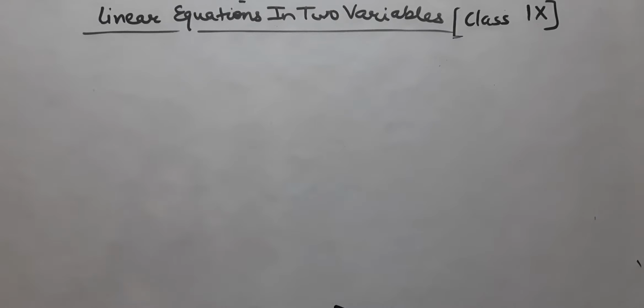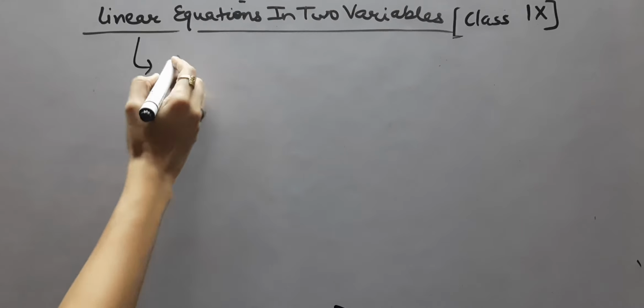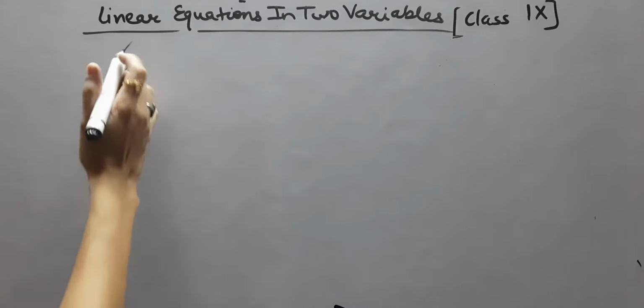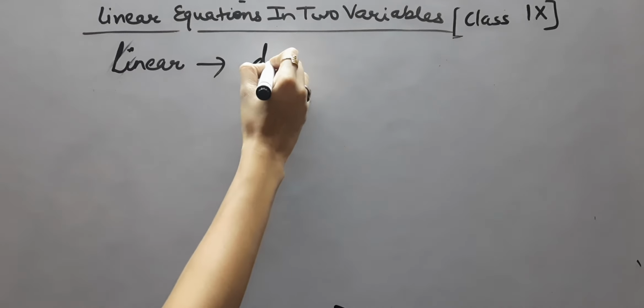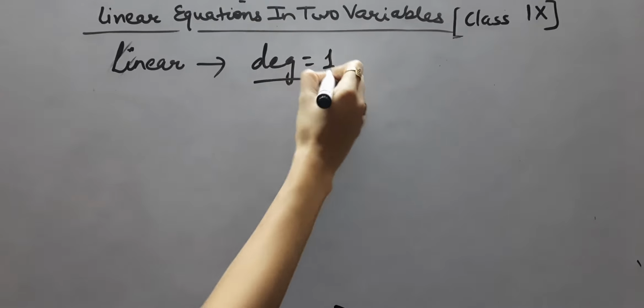Now, this is the chapter linear equation in two variables. I hope that you must be well versed with this linear term. Linear is basically, what exactly is the meaning of linear? Linear is that in which the degree is 1.